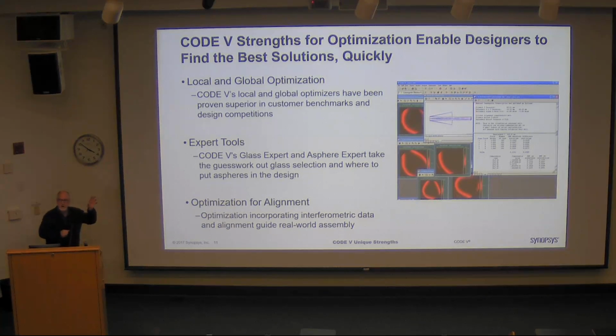Code 5 has a very powerful local and global optimizer, and I'll explain the difference between those two a little bit later if you don't know what they mean. We've got some expert tools as well.